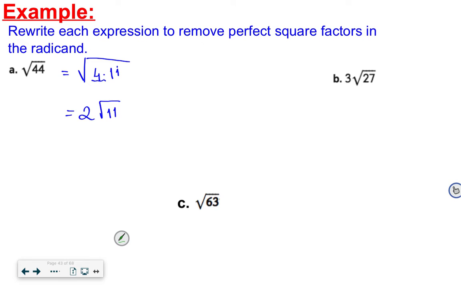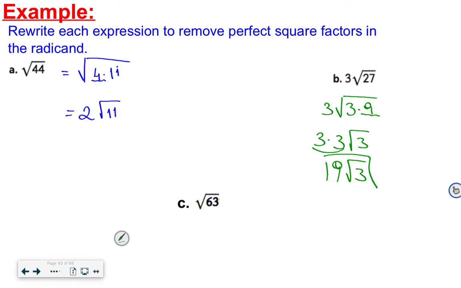What about radical 27? Please tell me what are the two factors of 27. It is 3 times 9. Remember that, ladies and gentlemen, I can get 9 out of the root as a 3. So 3 times 3 radical 3. You can multiply these two numbers, then your answer will be 9 radical 3.